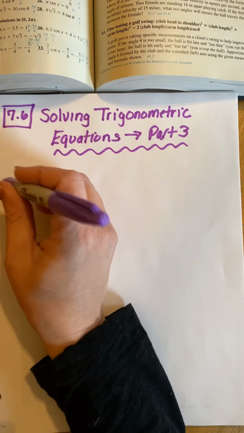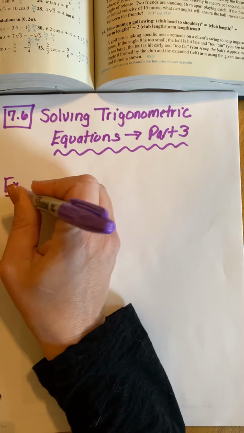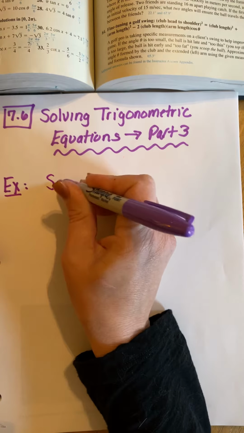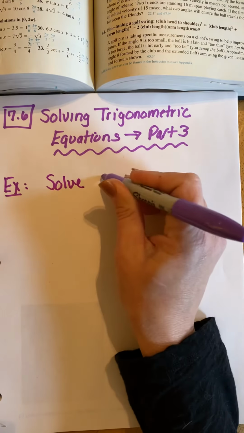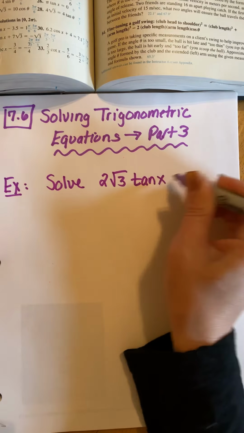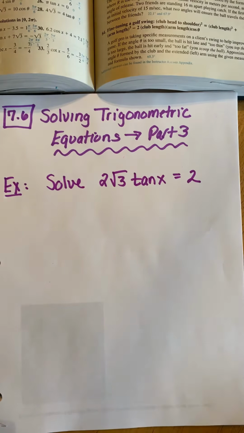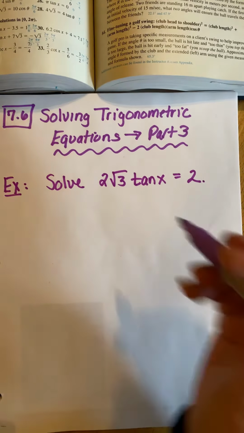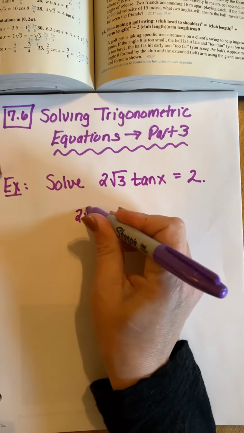All right, let's work on these problems. Let's solve the following equation. Solve 2 square root of 3 tangent of x equals 2. So in this case, we're not doing anything fancy with the tangent. It only appears once in the equation. It's not being squared or anything. So the key here is to isolate what we're solving for.